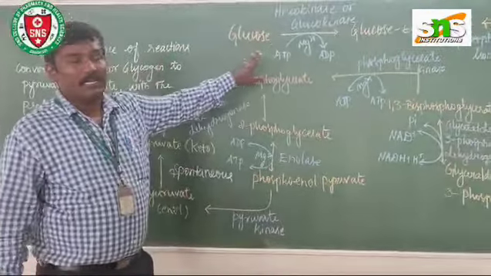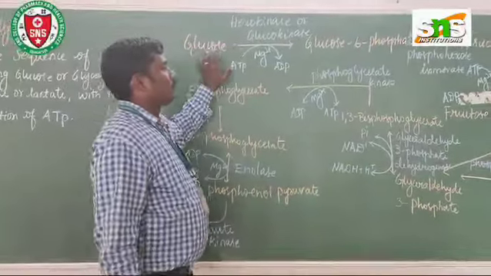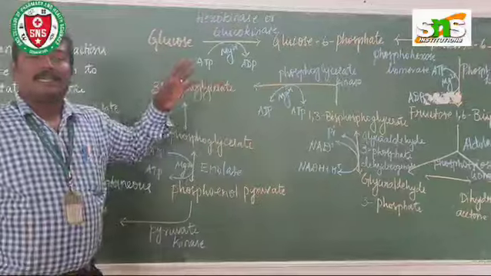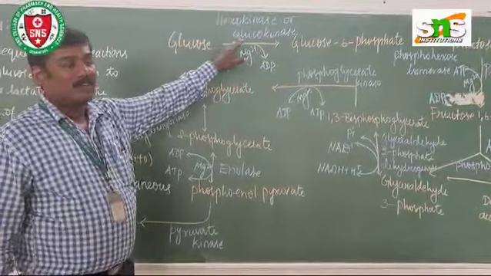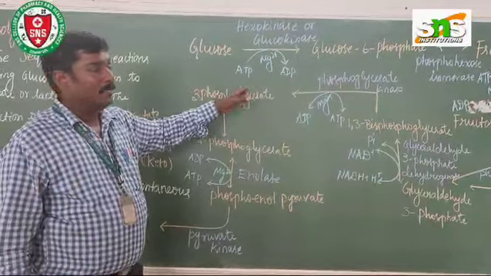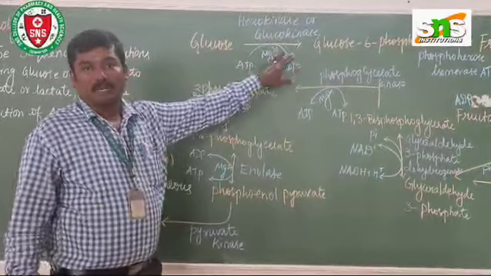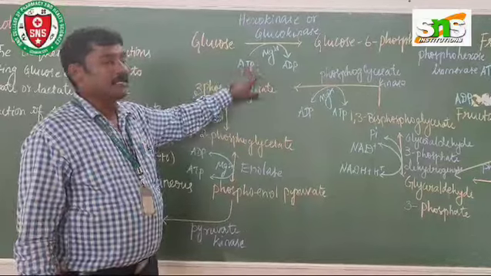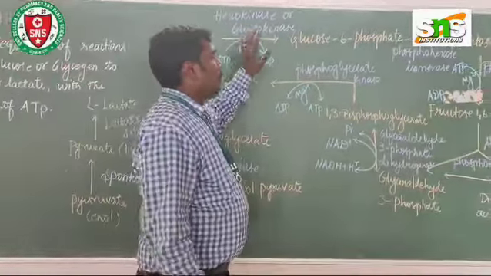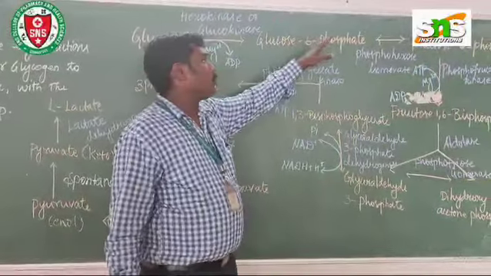We will start with the glucose. This glucose will be converted into glucose 6-phosphate. This reaction will be carried out in presence of the enzyme hexokinase or glucokinase. What will happen? Here ATP will be converted into ADP. This reaction will be carried out in presence of magnesium ion. So we are converting the glucose into glucose 6-phosphate.